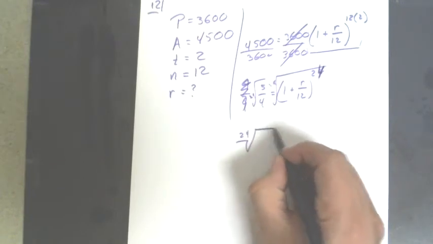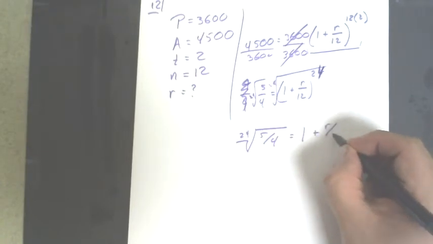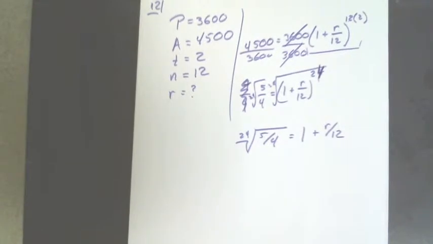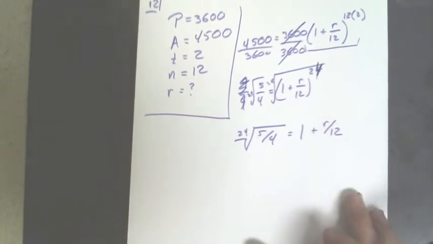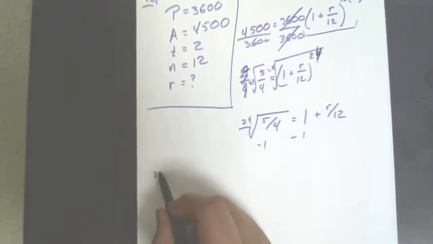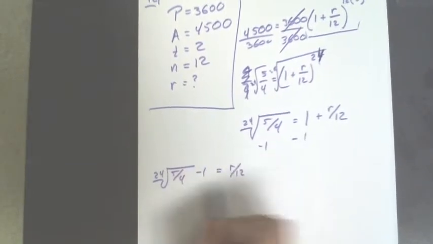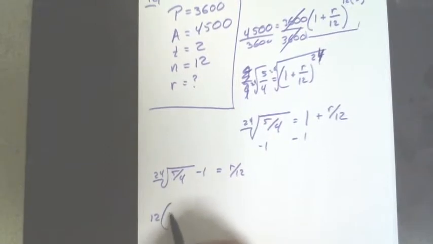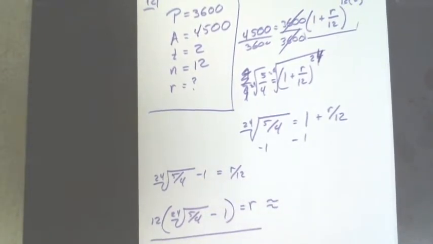So the 24th root of 5/4 equals 1 plus R over 12. You might have thought, I'm never going to use higher index roots. People who work with money do it all the time. So then we're going to subtract the 1 from both sides. So the 24th root of 5/4 minus 1 equals R over 12. Multiply both sides by 12. 12 times the 24th root of 5/4 minus 1 equals R. And again, that's an exact answer. It's a nice exact answer.